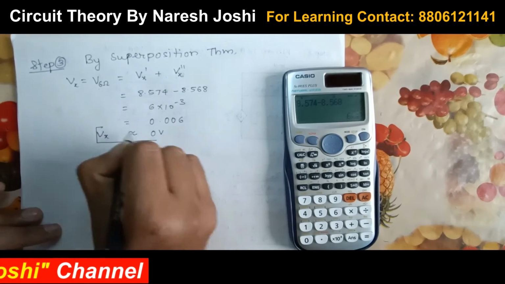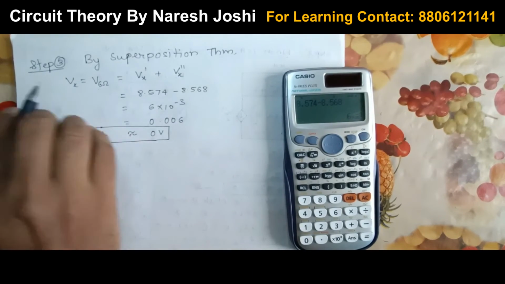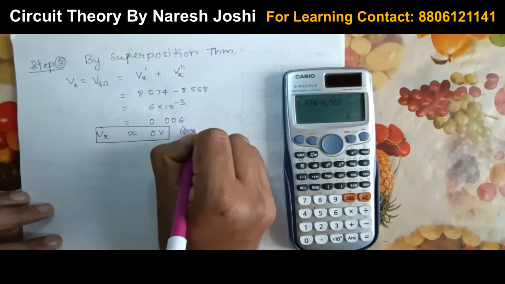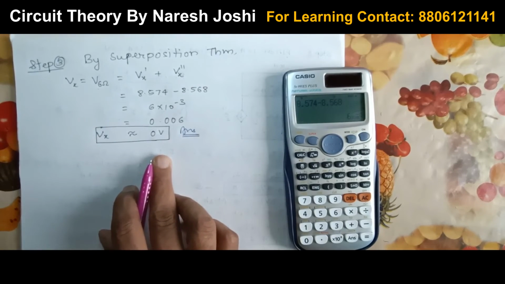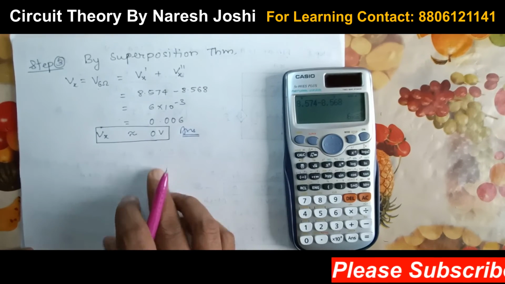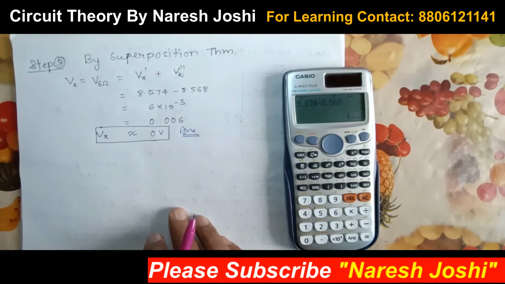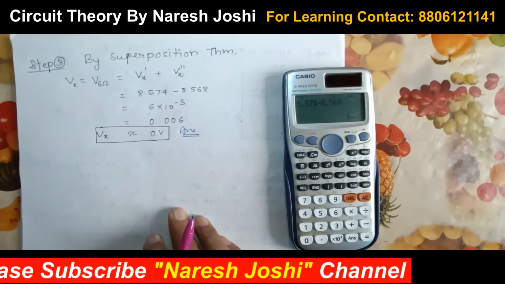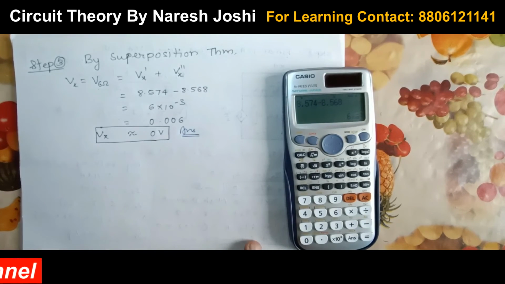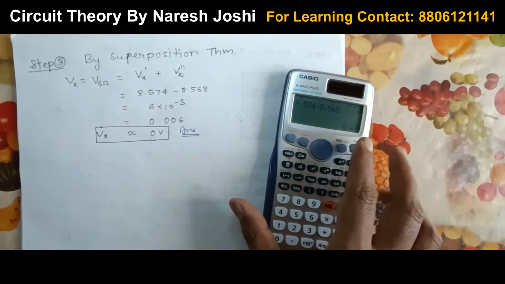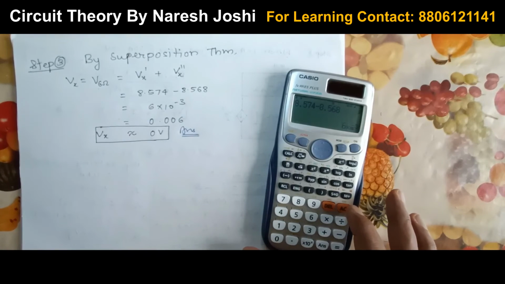So this is our final answer. There is no voltage present across the 6 ohm. This is a theoretical question, so we can obtain a zero value or even a negative value, but in practice a negative value is never obtained; at least you can obtain the zero value. So this is possible in practice. I hope you understand this problem and all your doubts are clear.